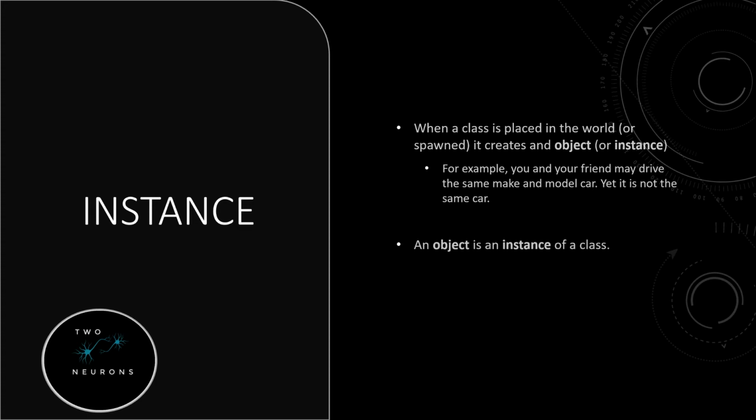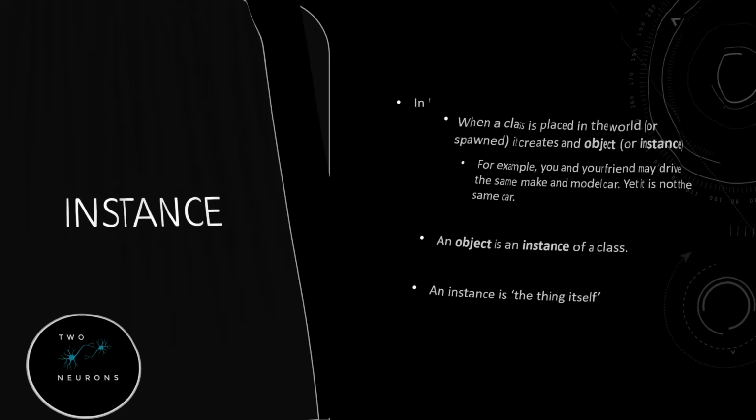So an object is an instance of a class. And an instance is the thing itself, the car. Your car, your friend's car, my car, that random person over there's car. I'm pointing at a wall. But that's how you need to think about it.